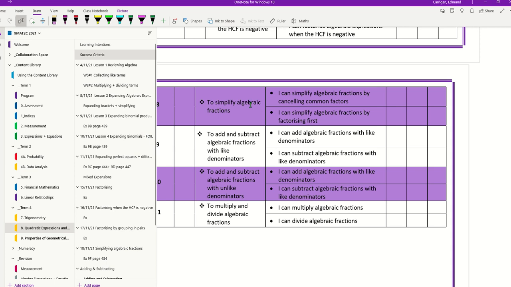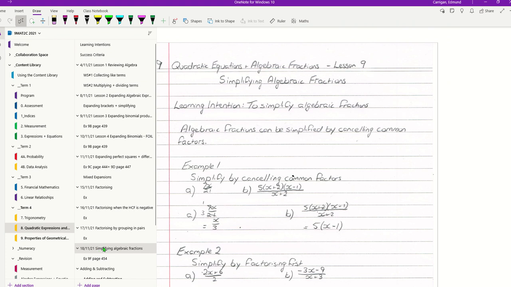Good morning, Year 9. Today we're up to lesson 9, how to simplify algebraic fractions. So at the end of this, you should be able to say, I can simplify algebraic fractions by cancelling common factors, and also I can simplify algebraic fractions by factorising first and then cancelling common factors. Let's have a look at our theory.